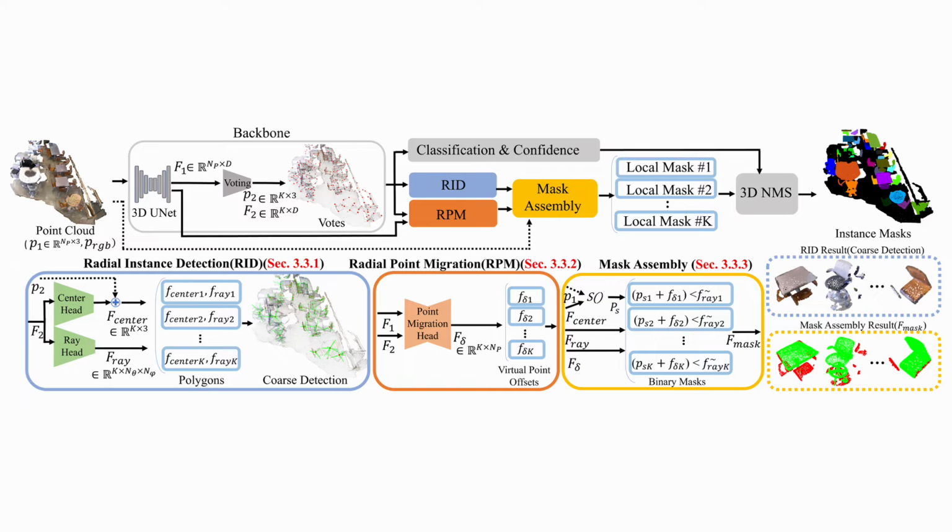Given the point cloud, the 3D U-Net-based backbone produces a feature for each point and performs voting. Each vote is assumed to be on the surface of the instances, so the radial instance detection predicts the offset to the center of the closest instance and the rays for each spherical sector. This decides the length to be considered as foreground in each sector. For example, if a point in a spherical sector is closer to the center than the ray, it is considered foreground. If the point is further from the center than the predicted ray, then it is considered background. This is for forming our coarse instance mask.